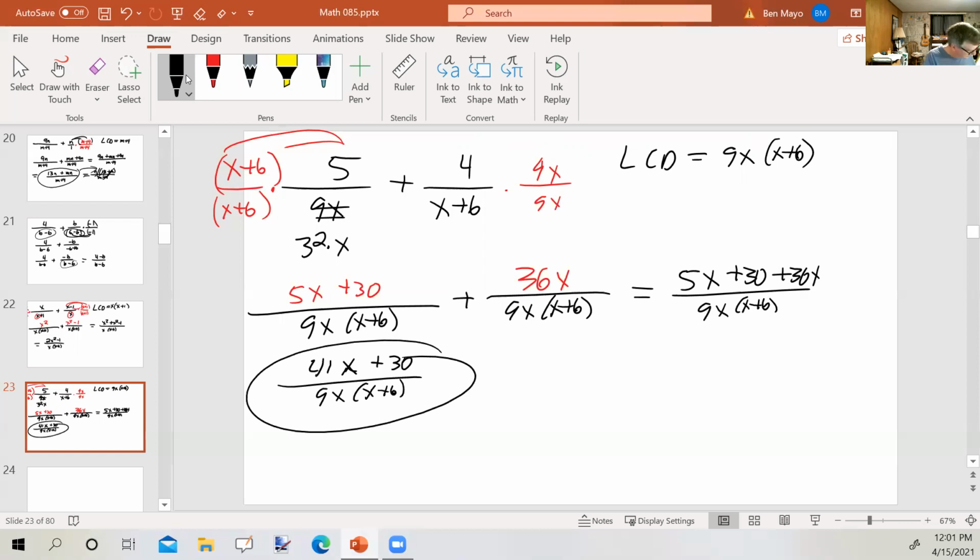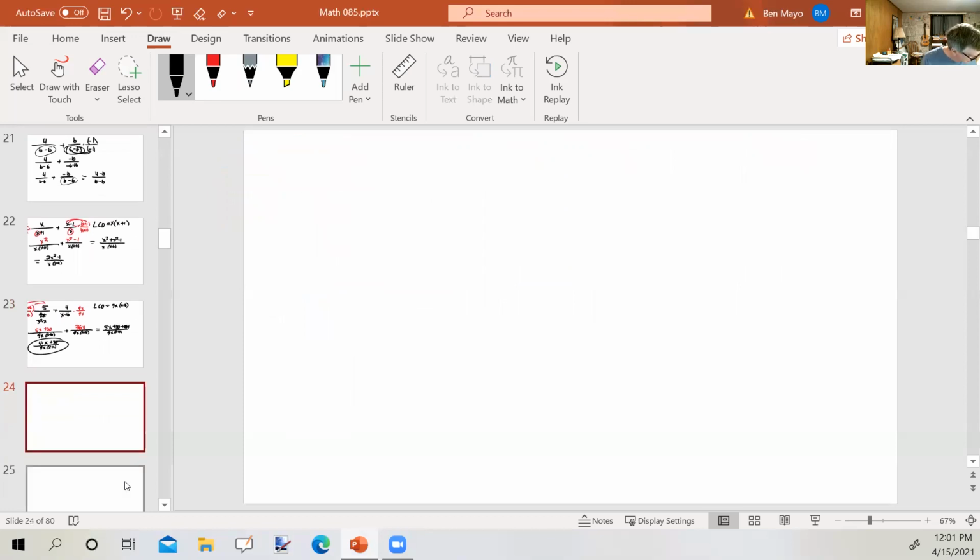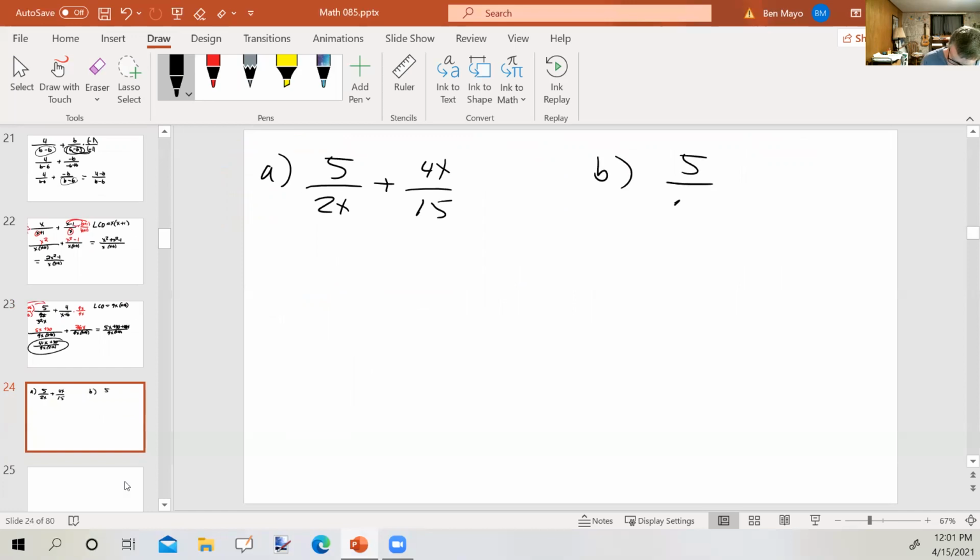Okay, let's do some lookalikes. Part A says 5 over 2x plus 4x over 15. Part B says 5 over 2x times 4x over 15. When we're adding two fractions, we need a common denominator. 15 factors down to 3 times 5. So basically our LCD is 2 times 3 times 5 times x, or what? 30x.